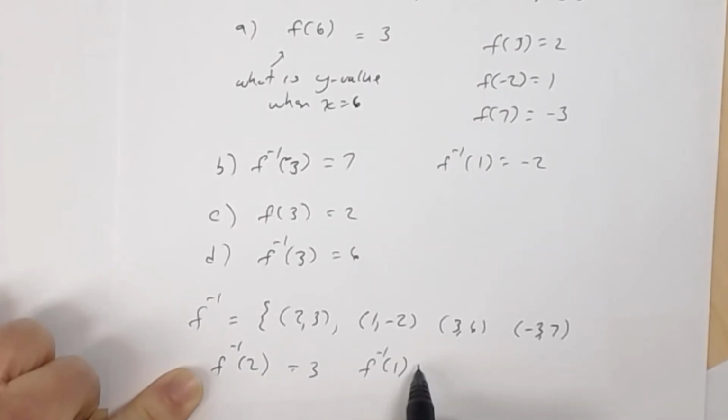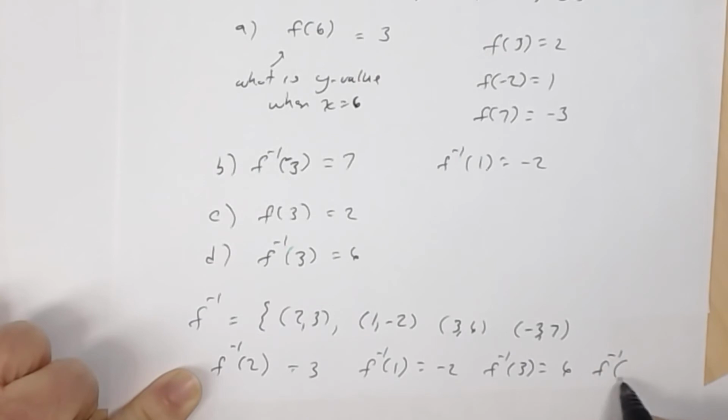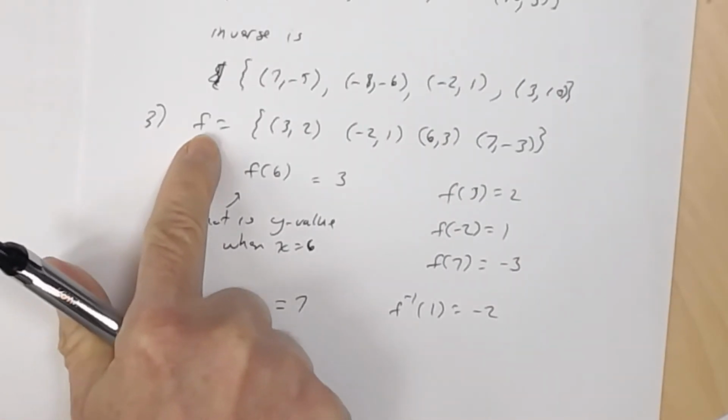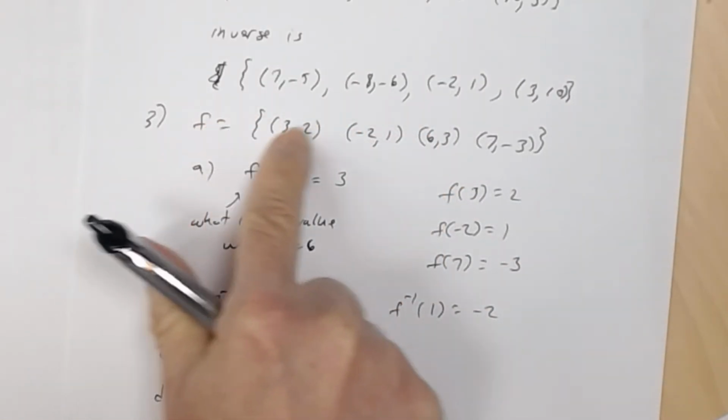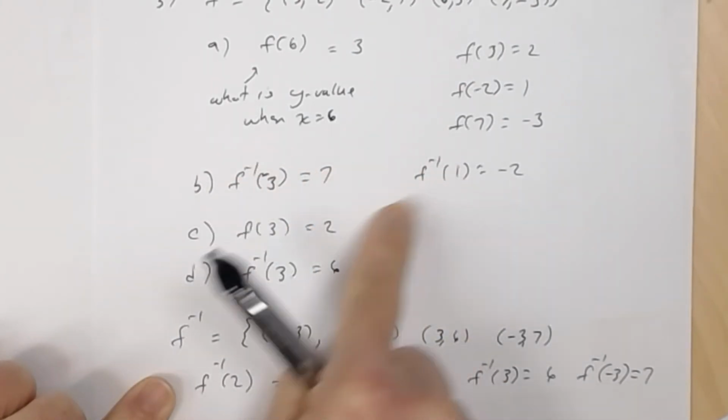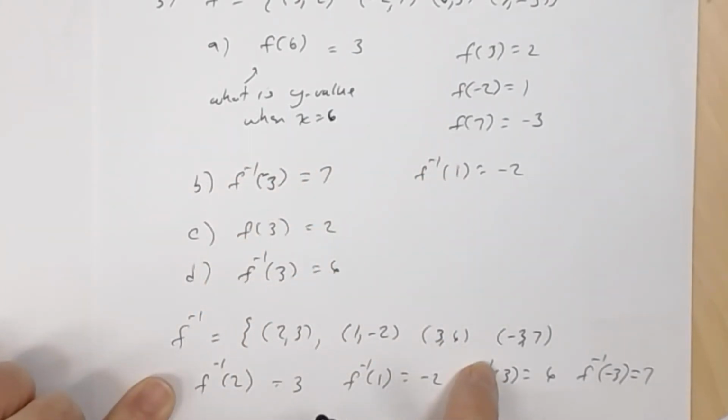f inverse of 1 is what? Negative 2. f inverse of 3 is what? 6. And f inverse of negative 3 is what? 7. All right, so if you need to, go ahead and rewrite the inverse of that function, and now you can answer all these questions that deal with inverses based on this.